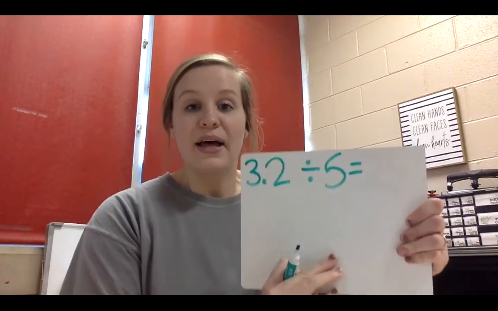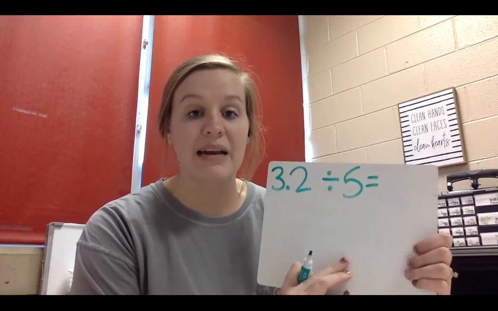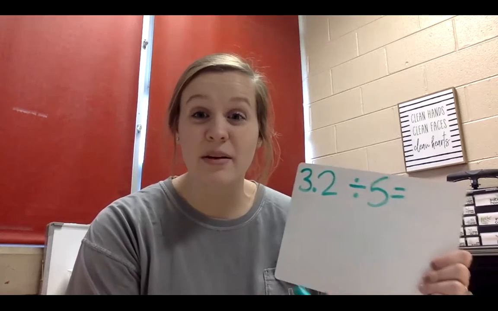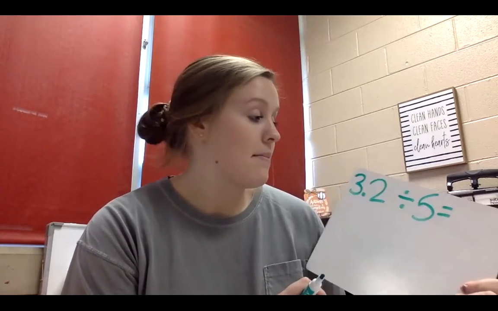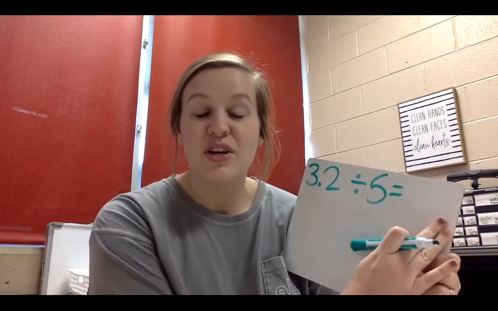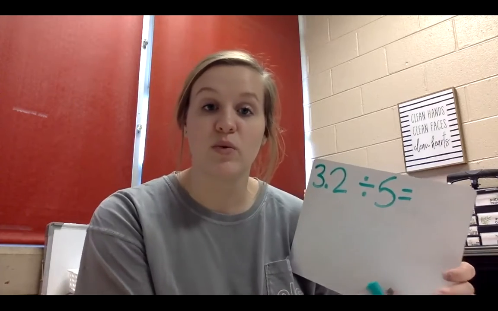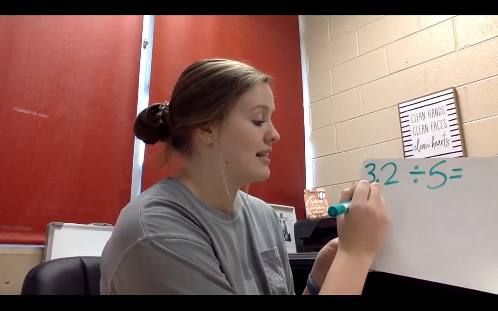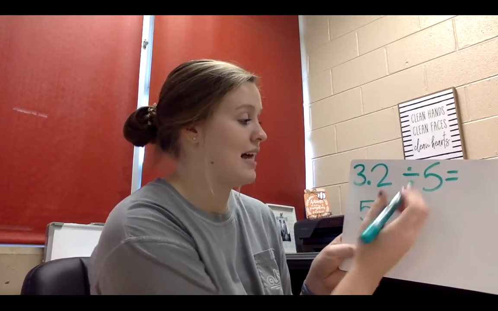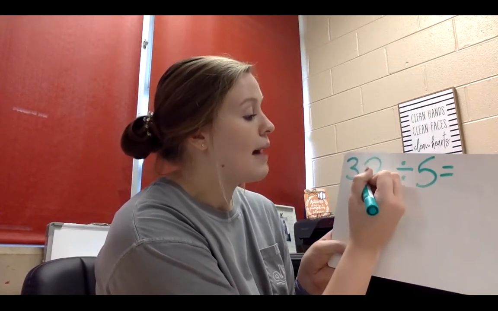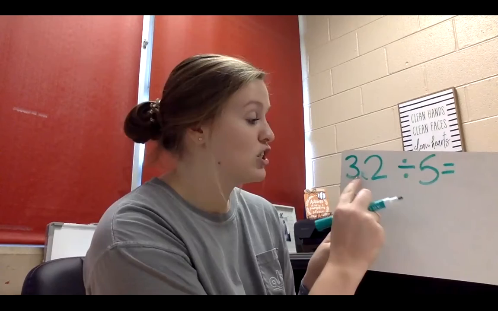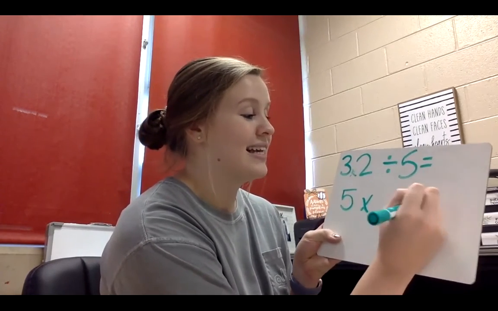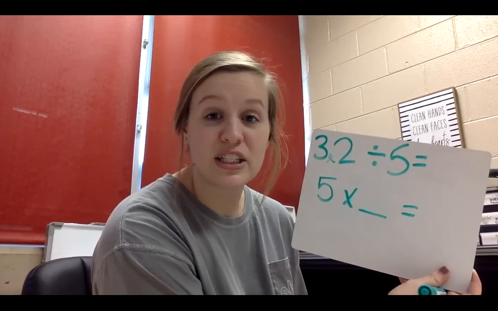Okay, so I have 3.2 divided by 5. And remember, an estimate is just a roundabout guess. You want to get an estimate of what your answer will be, so it's not exact, right? So I'm going to keep my 5 the same. And I'm going to think to myself, 3.2. I'm going to take this decimal away for a second and just look at 32. I'm going to say 5 times what is as close to 32 as I can get.